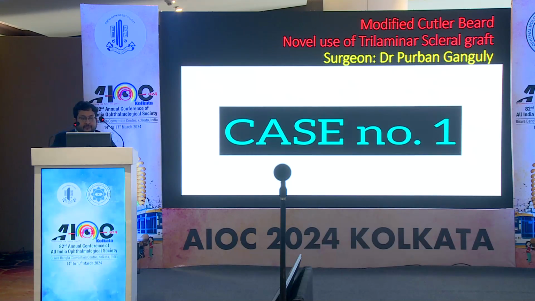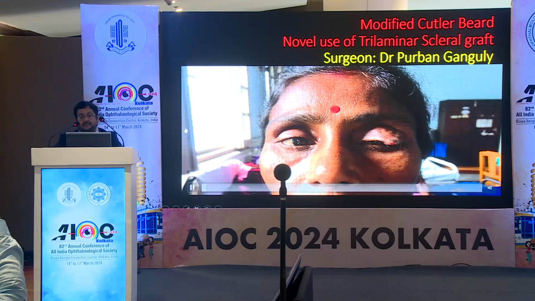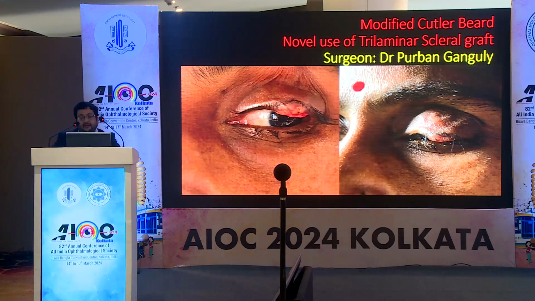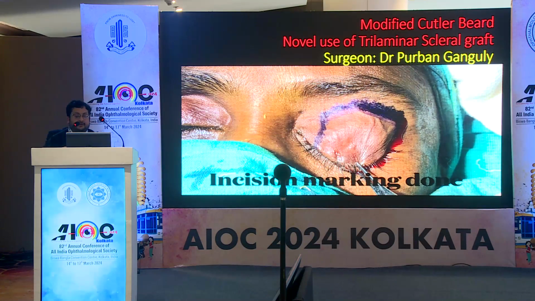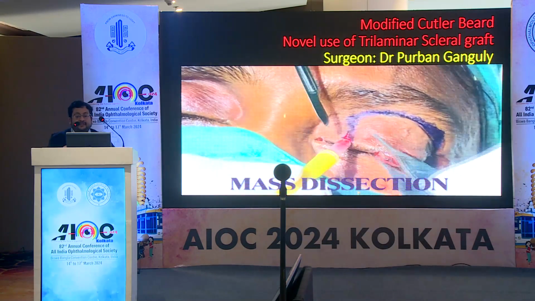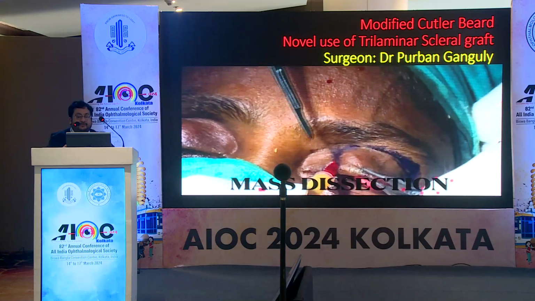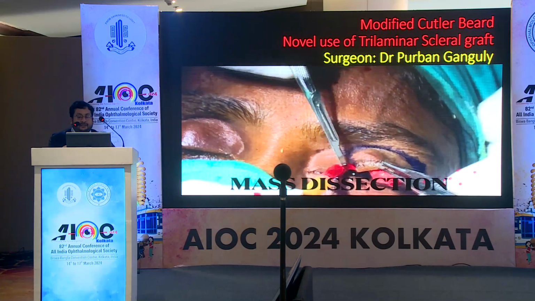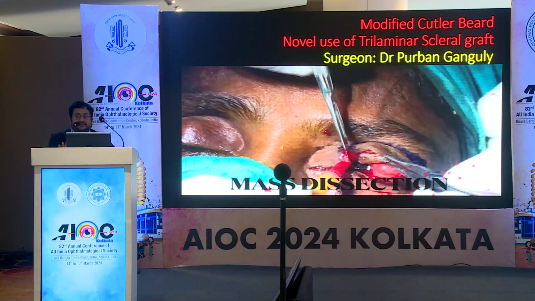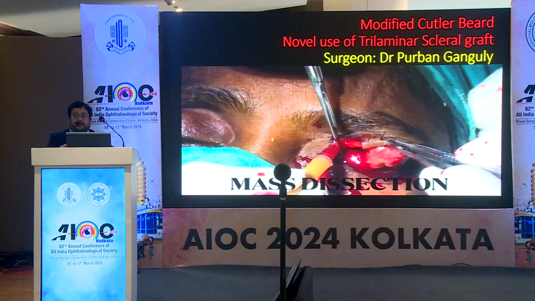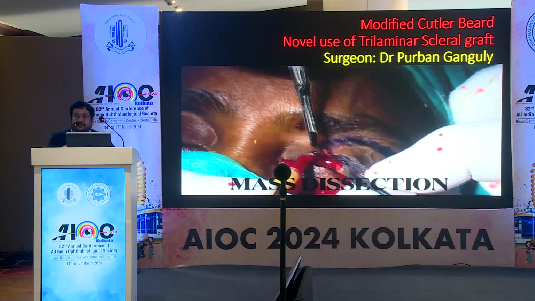Now, this is a surgical video where we'll see the surgical technique of this modified Cutler-Beard. This is a meibomian gland carcinoma in the upper eyelid. The incision has been done, and you see the mass is being dissected out. In some cases of this series of 13, we could do an intra-op frozen section, but not in all cases.